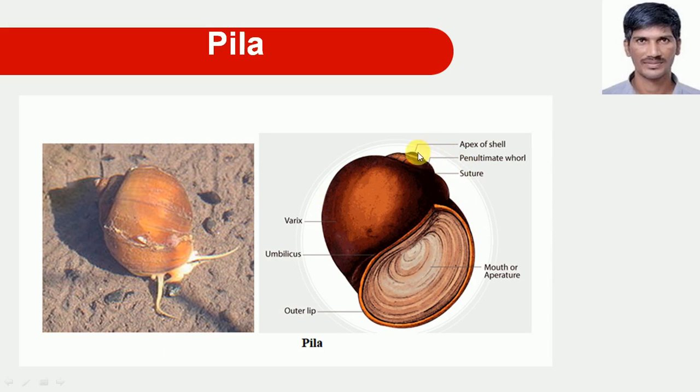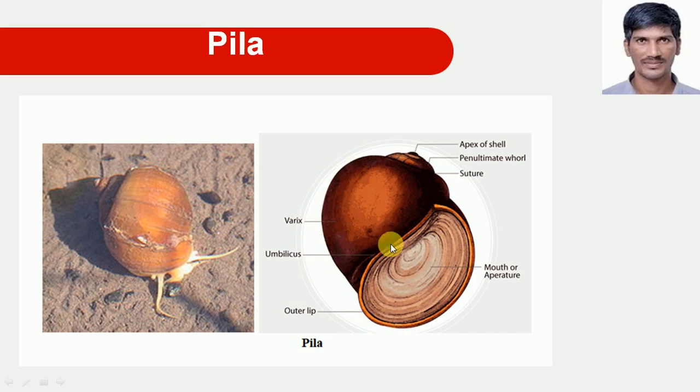We can also see this is the anterior whorl of the shell, it is the apex, then the middle, the second and third whorl is the penultimate, and all whorls are connected with the sutures. This large whorl is known as the body whorl, and the line present on this body whorl is known as the vertex. The body whorl is open on the ventral side.